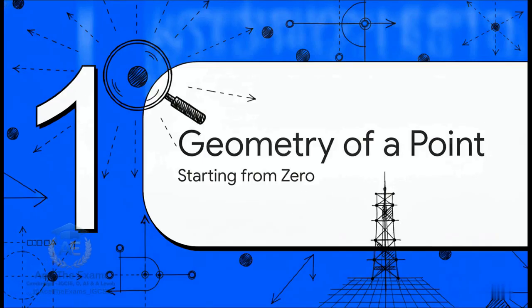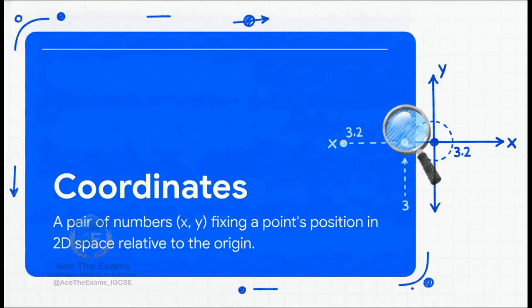Section 1, the geometry of a point, starting from 0. Before we can build a massive, sprawling straight line, we've got to understand the absolute smallest building block. To pin down a point in two-dimensional space, we use a coordinate pair. You'll see this written as (x, y), sitting inside parentheses. Think of this as a highly precise GPS address relative to 0, which we call the origin.